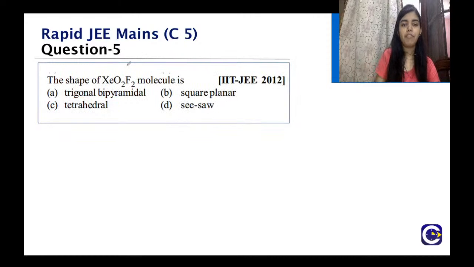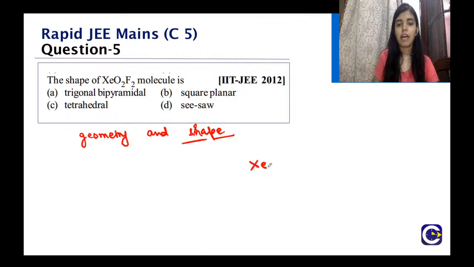Question number 5. The shape of XeO2F2 molecule is? Now see here, there is a difference between the geometry and shape. In shape we will not consider the lone pair basically, right? In shape we don't have to consider the position of the lone pair. Now draw the structure. Xenon, it is having how many electrons?